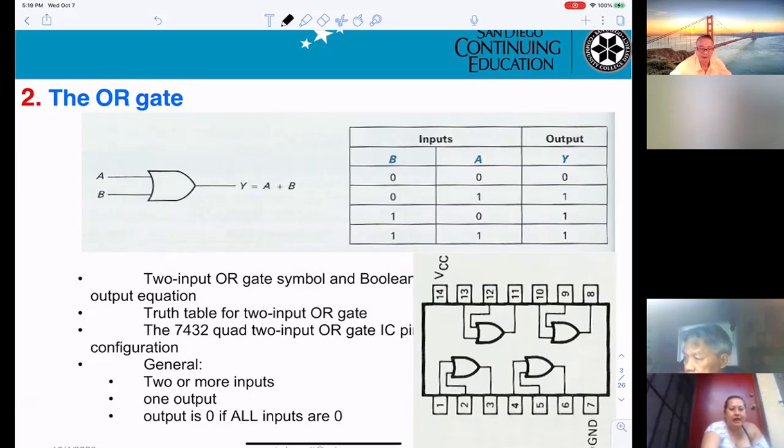Okay? And the part number is 7432. Same thing, if you look into the IC, you can get 4 OR gates inside, with which pins are inputs and which pin is the output. Okay?